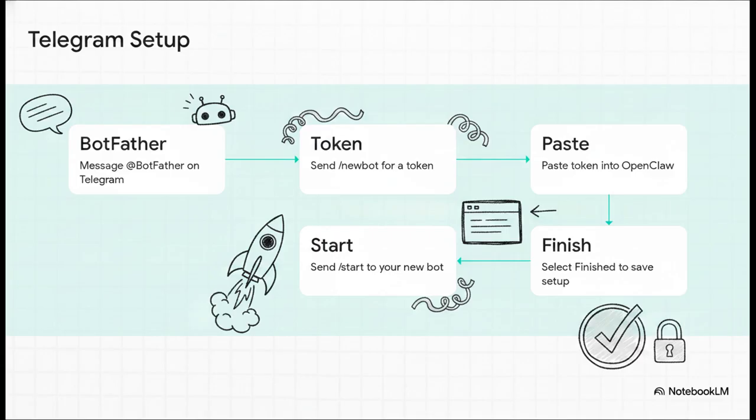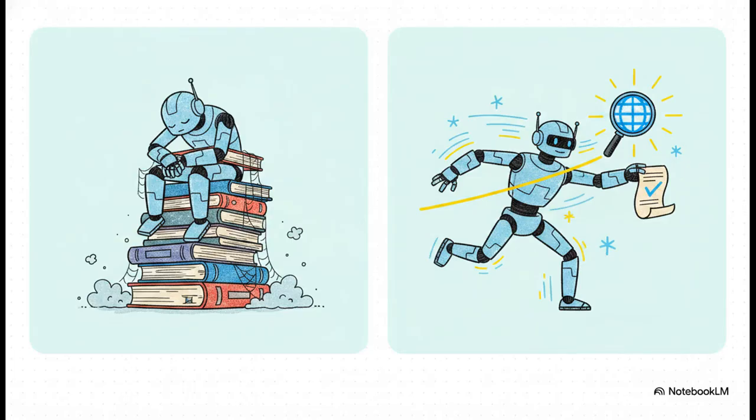Step 4. Okay, listen closely. This is absolutely crucial. You must select the word "finished" in the interface to actually save it. If you just exit the menu, your entire configuration is completely wiped out. And finally, step 5, send /start to your brand new bot on Telegram. And just like that, you have an AI in your pocket.